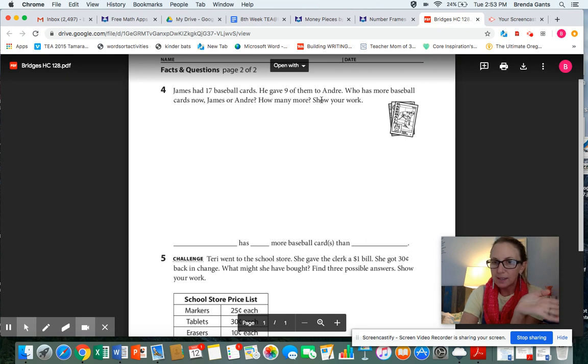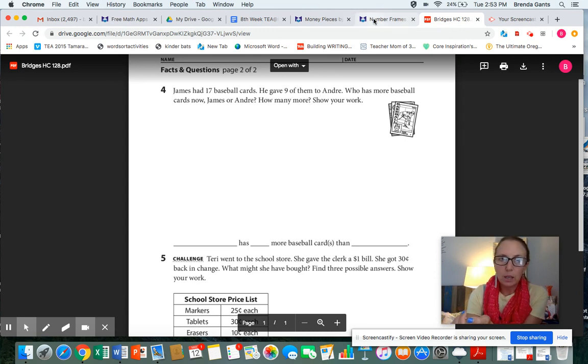So James had 17 baseball cards. Let's just picture them sitting in a living room on a floor. And Andre doesn't have any. James has 17. He gave 9 of them to Andre. So James is going to have to subtract some of his. Who has more baseball cards now? James or Andre? So James is the one who gave some away. Andre is the one who got some.